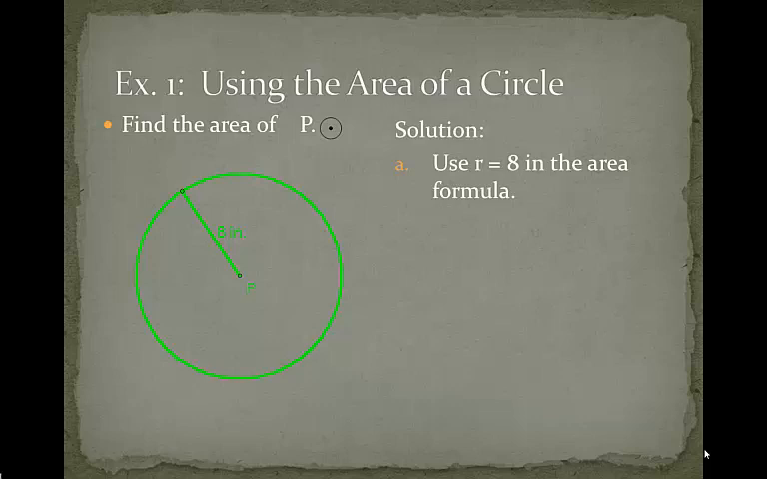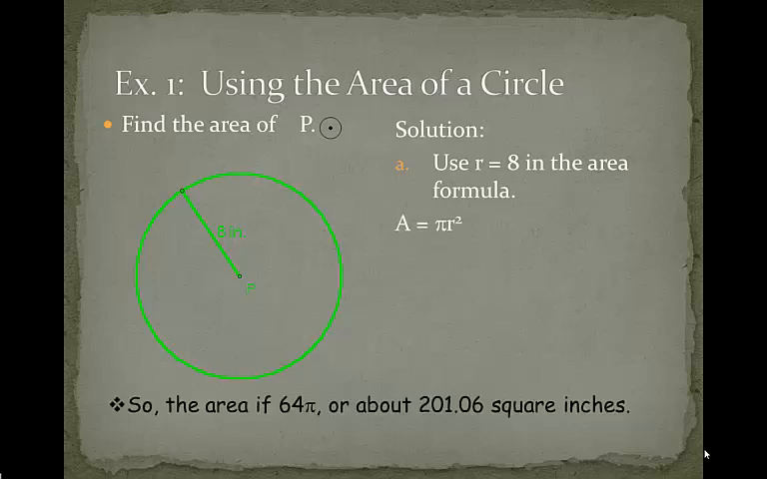Find the area of circle P. The solution, again, is use r equals 8 in the area formula. So, if A equals pi r squared, then pi times 8 squared equals the area, and the area equals 64 pi, or about 201.06 inches. If you leave it at 64 pi, I'm fine with that.